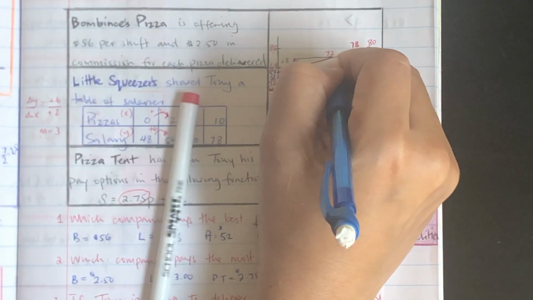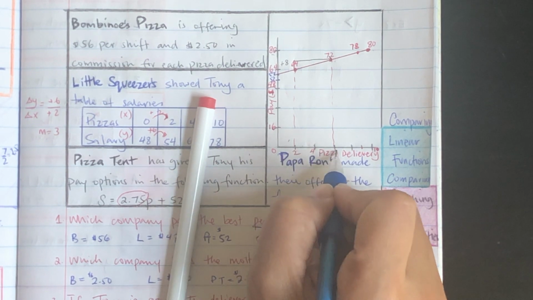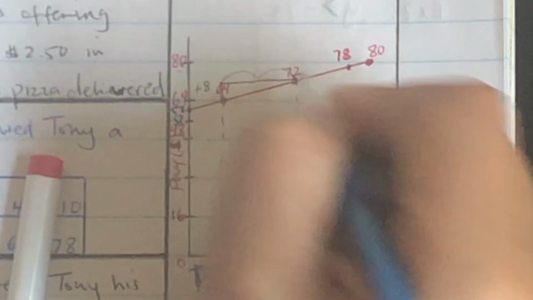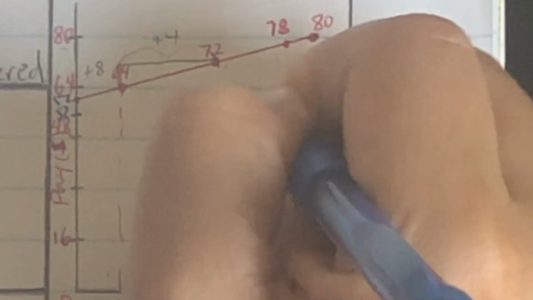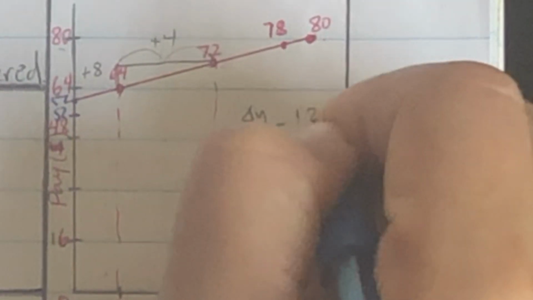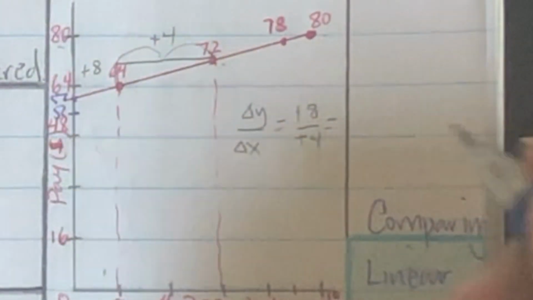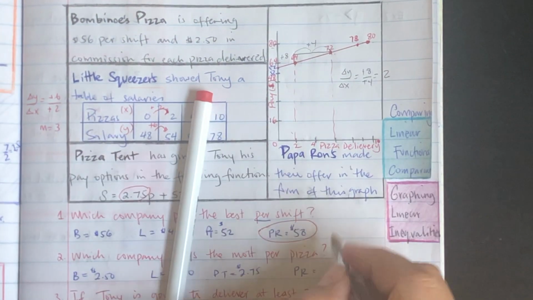And then I'm going to go right. How many? So from here to here, it goes 2, 4. So that goes up 8, and this one is going right 4. So change in Y over change in X is going to be plus 8 over plus 4, which simplifies to positive divided by positive is positive, 8 divided by 4 is 2. So this guy is $2.